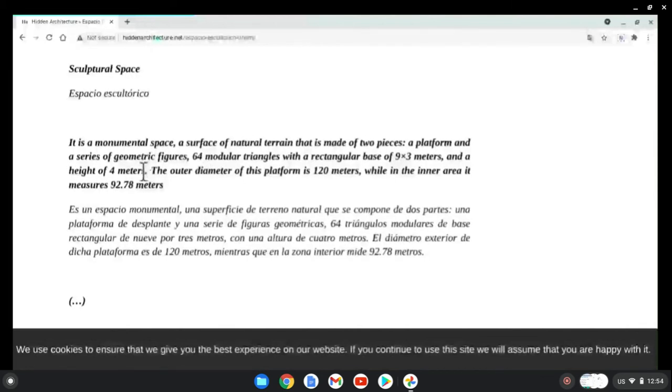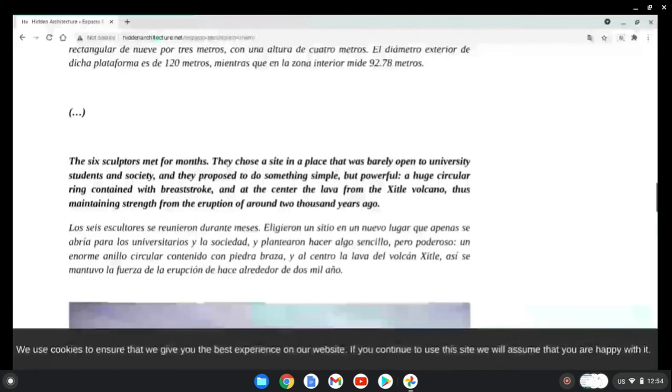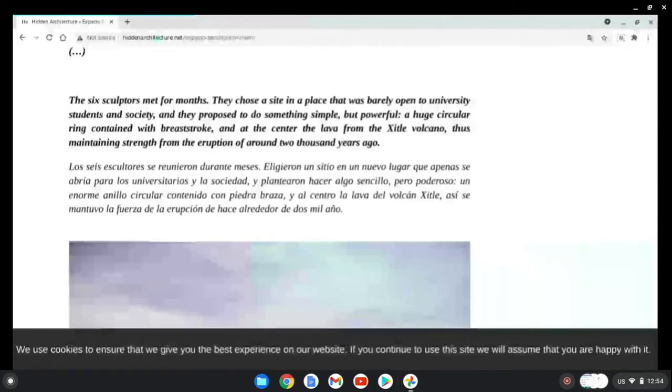4 meters right there is over 12 foot, probably about 13 foot tall. 64 of them. I mean, you do the math. Each one takes a ton of concrete, and by what it looks like, I would say, a geopolymer, which they had already. The 6 sculptors met for 6 months. They chose a site in a place that was barely open to university students and society, and they proposed to do something simple but powerful.